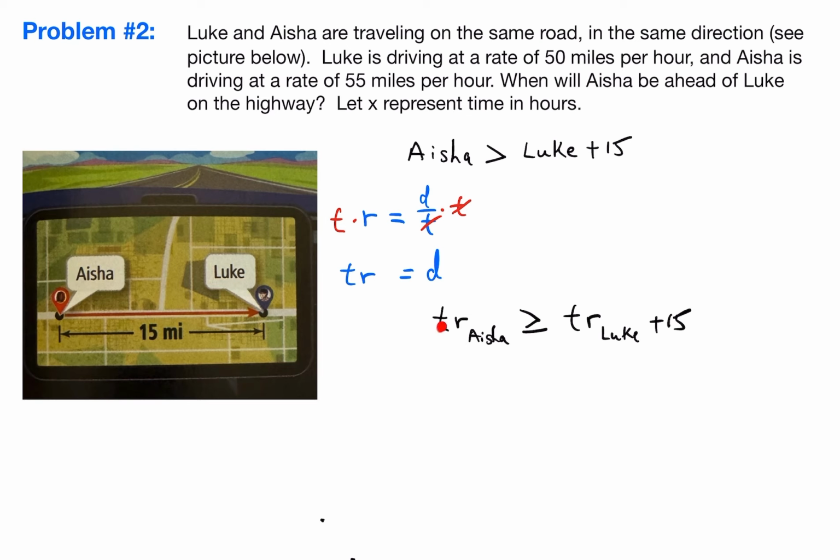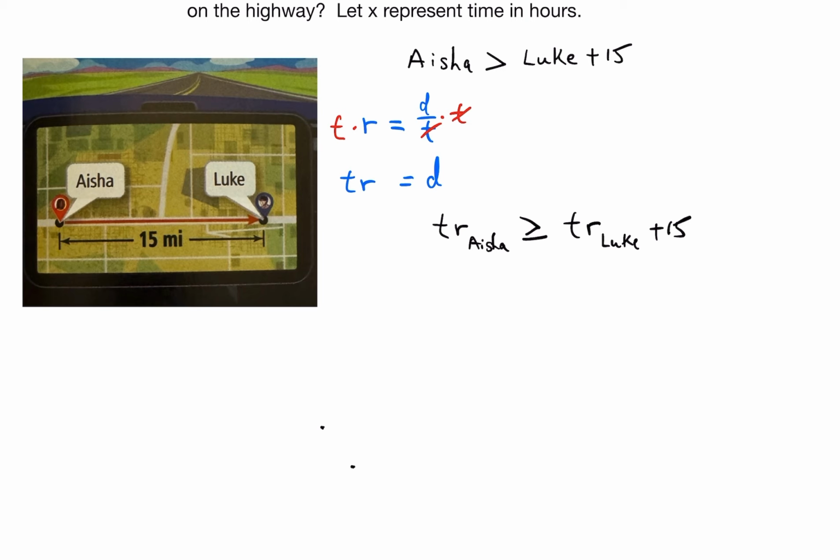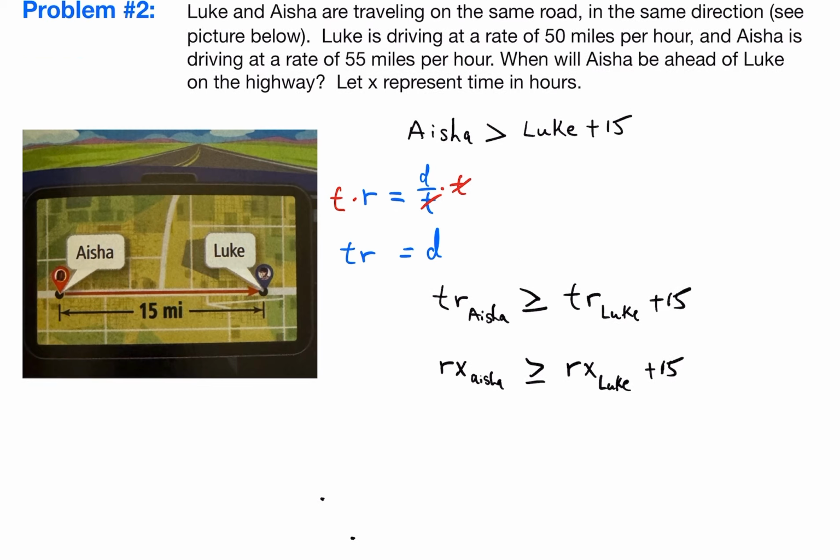Now in this problem it says let x represent time in hours. So instead of t, we're going to change that to x. It doesn't matter what we call it, but just for the sake of argument here, we're going to change that to x. So we're going to say r times x for Aisha is going to be greater than r times x for Luke plus 15. Now, what is Aisha's rate? We're told that Aisha is driving at a rate of 55 miles per hour, so we can substitute her rate with 55.